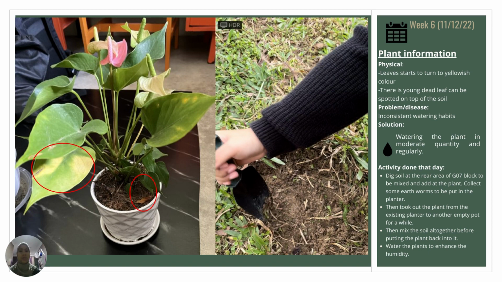I collect some earthworms to be put in the planter. Then I took the existing plant out of the existing planter into another empty pot for a while. Then I mix all the soil together before I put the plant back into the planter. Then I water the plants to enhance the humidity.